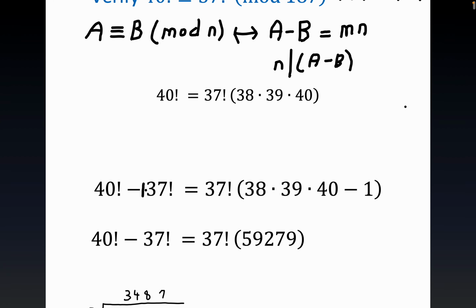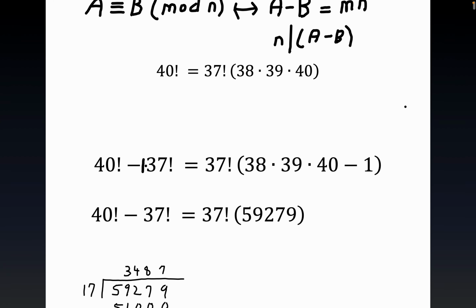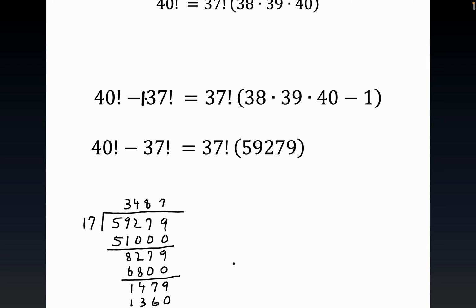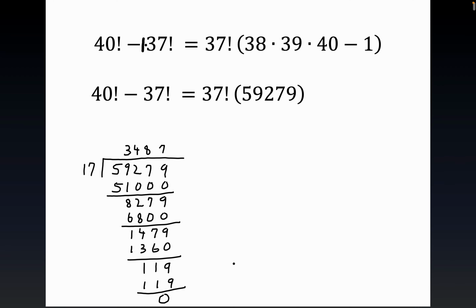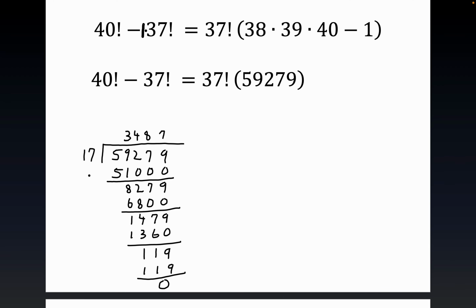And so all we have to do is verify that 11 and 17 divide this number. Now down here I did long division. This verifies that 17 is a divisor of 59,279. Again, you can check out the work here. This remainder of 0 you see right here indicates that 17 is a factor of this number that we're interested in.